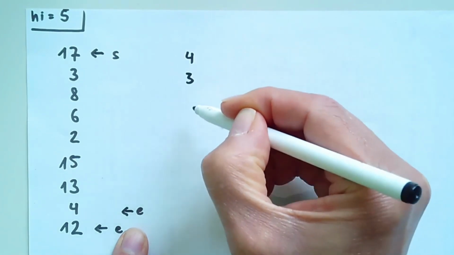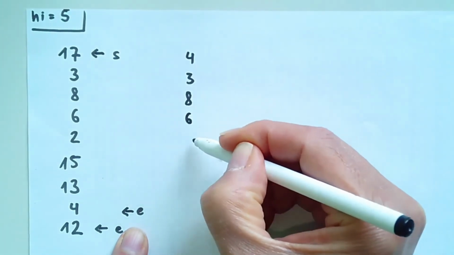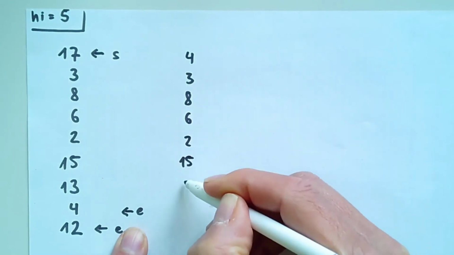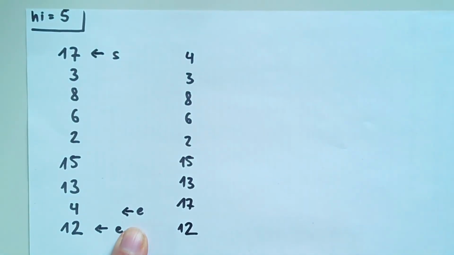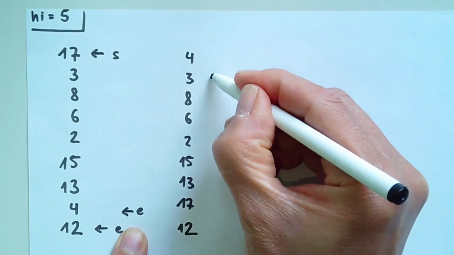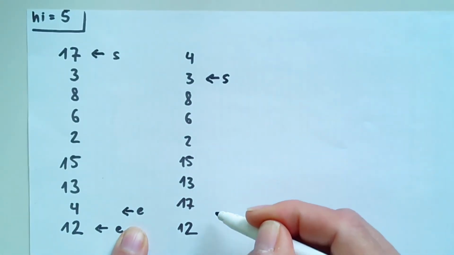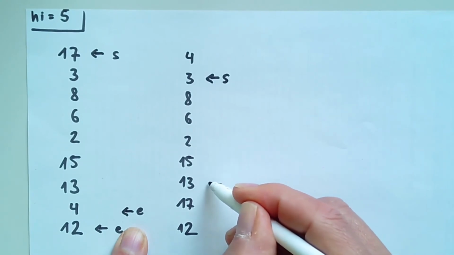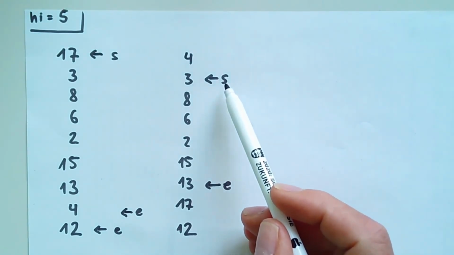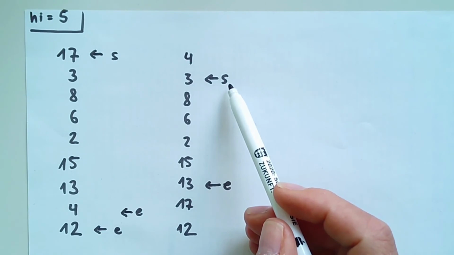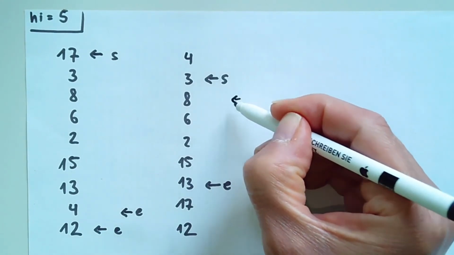So 17 is gone, but 4 is there now. Okay, 15, 13, 17, 12. And then we would move our start and end pointers so that we can continue processing. So that would be the situation after the first swap. All right, so then we would continue scanning the column and would look for values that are larger than or equal to 5, and this is not such a value. We would move our pointer to here.